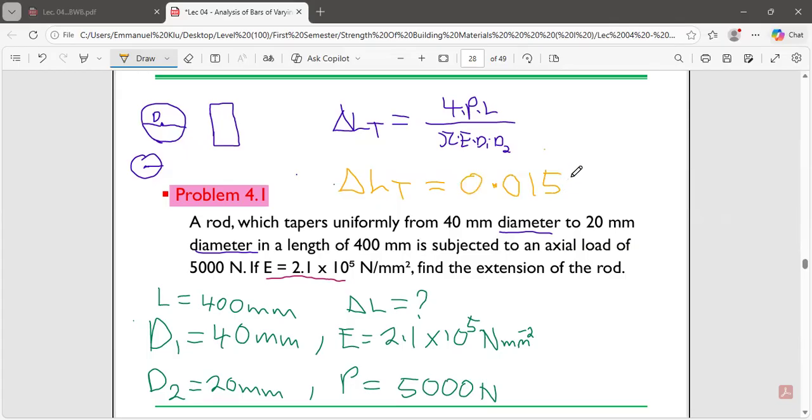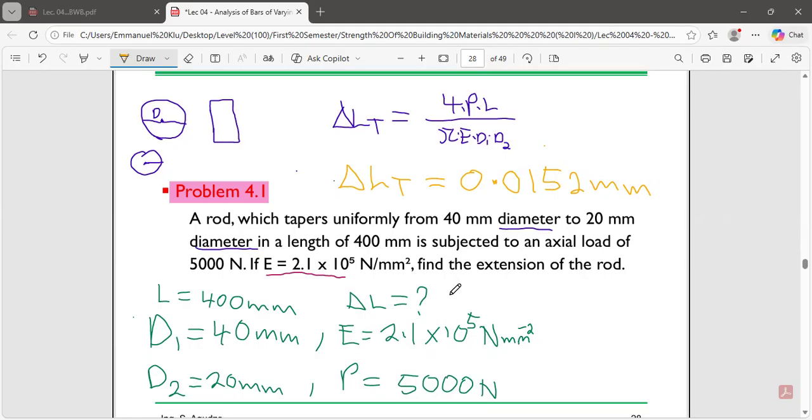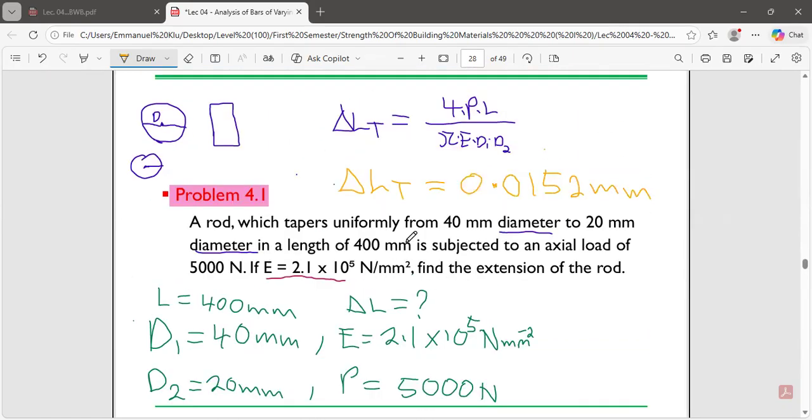If you like, you can leave your answer in even 4 decimal places. Okay, so let's say 0.0152 millimeters, because it is just a change in length. So you have to also leave your answer as that. We are still talking about length, so don't think too far. All right, so that is it for our first one.